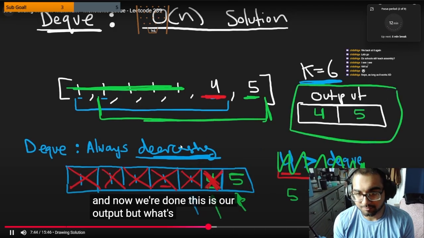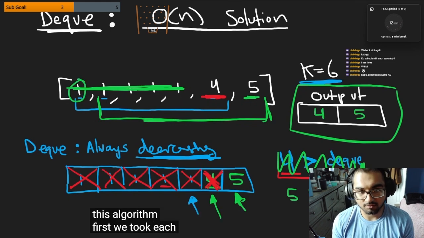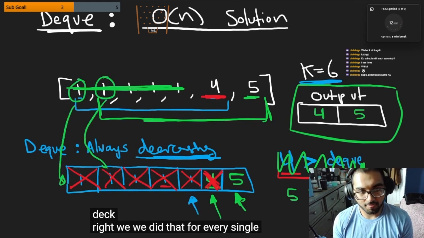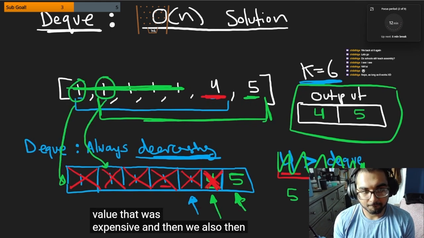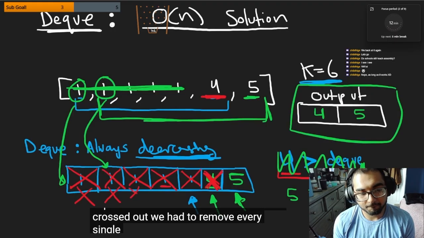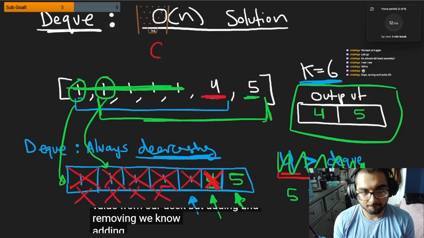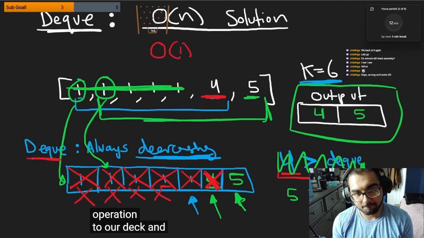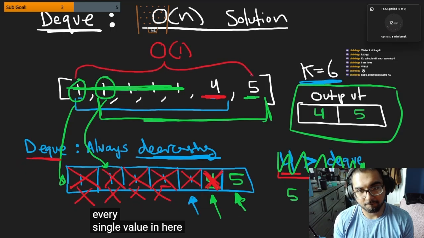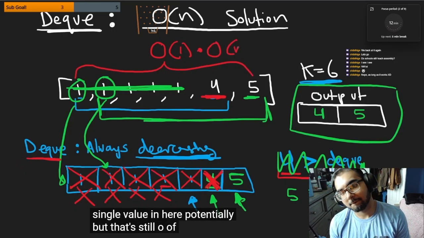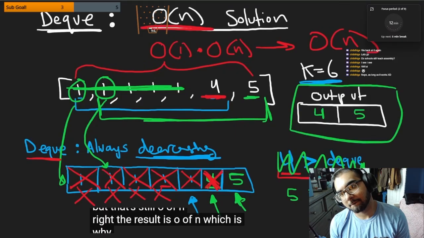This is our output. But what's the time complexity of this algorithm? First, we took each one and added it to our deque, and we did that for every single value. Then we also had to remove every single value from our deque. But adding and removing is an O of 1 operation, and we potentially had to do that for every value. That's still O of n, which is why this is a really good solution.